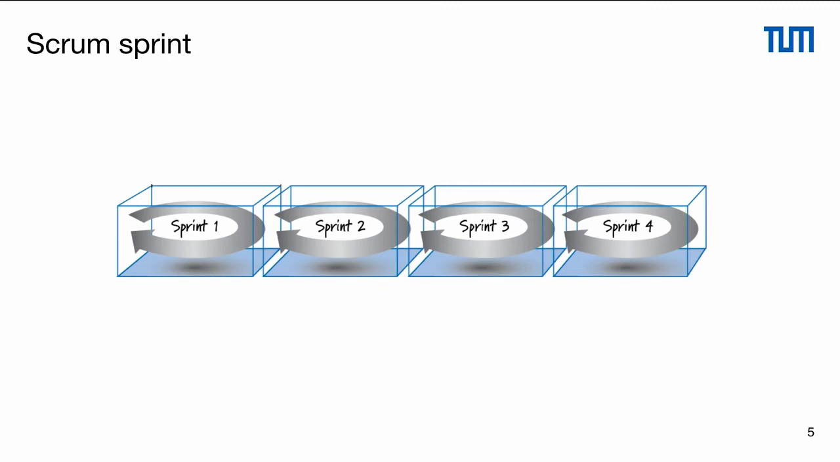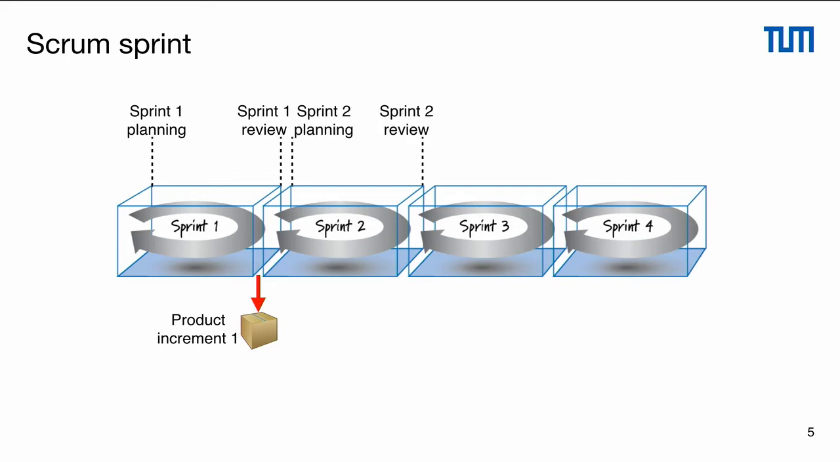A Scrum sprint is a time-boxed activity during which the team creates a potentially shippable product increment. Sprints have consistent durations throughout a project. They start with a sprint planning meeting and end with a sprint review meeting. And then a new sprint starts immediately after the conclusion of the previous sprint. So we ship the product increment, and then we start with the next sprint planning meeting. We again do the sprint, have a sprint review meeting, ship a product increment, and so on.